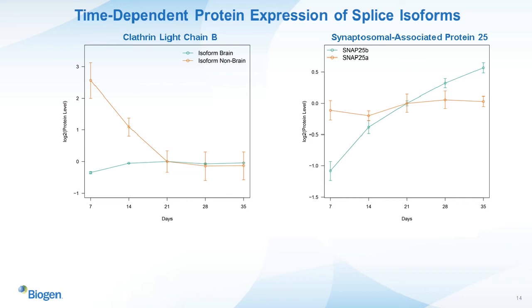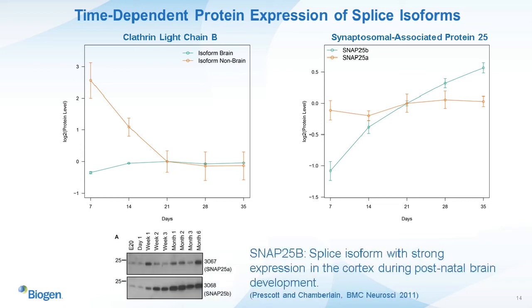Another example is SNAP25. Again, 2 isoforms are quantified. One increases in abundance and the other stays relatively stable. Interestingly, the form that goes up is associated with strong expression in cortex during postnatal brain development. So all in all, we do not just see expression changes of neuronal proteins during the time course experiment, but we also see a change in splicing and isoform expression that are more associated with brain.